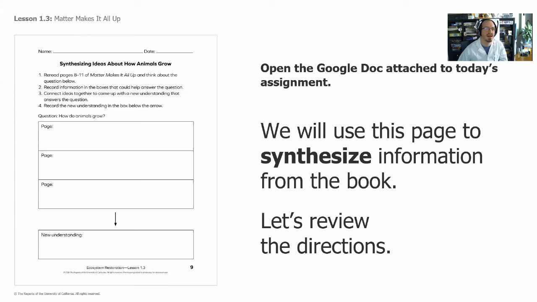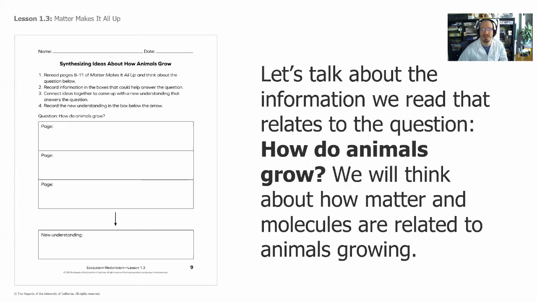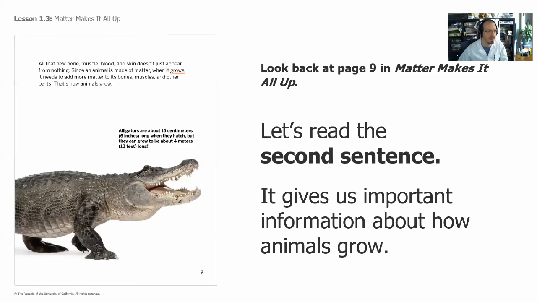The question is, how do animals grow? The one we've been trying to answer this whole lesson. The second step says, record information in the boxes that could help answer the question. Then connect ideas together to come up with a new understanding that answers the question. And number 4 is to record the new understanding in the box below the arrow. So let's talk about the information that we read that relates to the question, how do animals grow? We're going to think about how matter and molecules are related to animals growing. We'll do the first one together as an example.